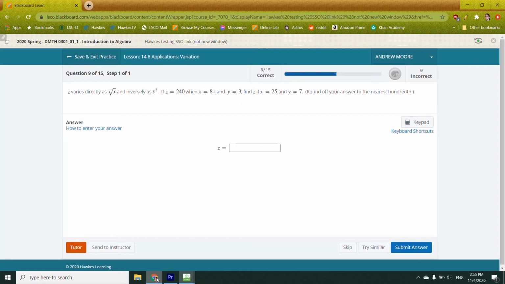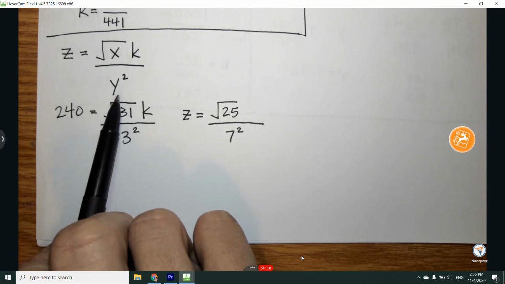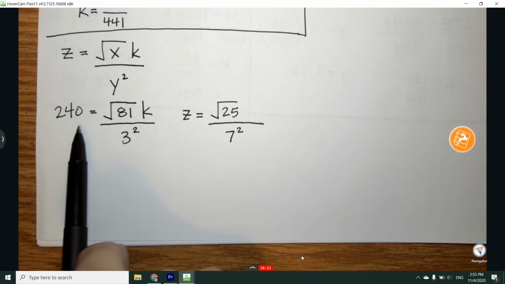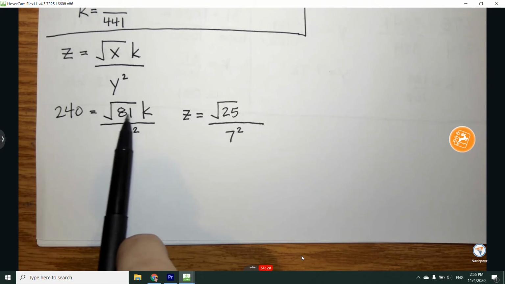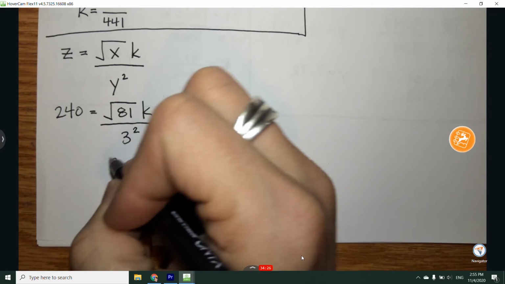Z varies directly as the square root of x and inversely as y squared. If z equals 240 when x equals 81 and y equals 3, find z if x equals 25 and y equals 7. It said that z varies directly as the square root of x and inversely as y squared. Okay, so we're going to plug in our numbers, z being 240, x being 81, and y equaling 3. So the first thing we're going to do is simplify this one. Square root of 81 is 9.